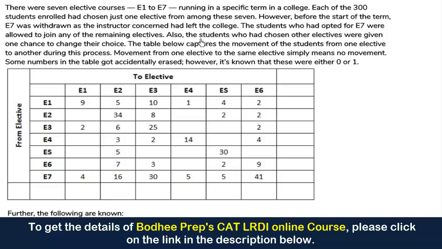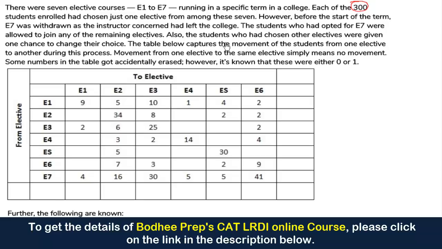So, what has happened is that out of 7, the 7th elective has been withdrawn, and those people who had taken the 7th elective have been given the option to take some other elective out of the remaining 6 electives available, right? And the total number of students is 300. So, it's a very critical piece of information.